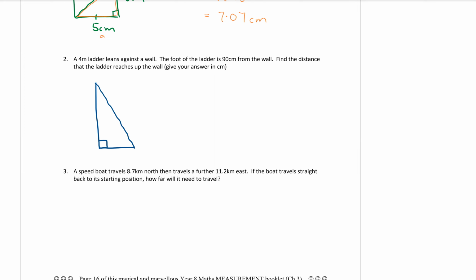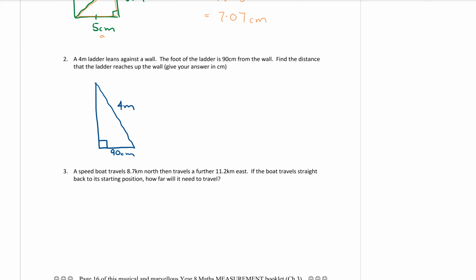So we are told that the 4-metre ladder, this is my ladder, remember? That's the 4 metres, leaning against the wall. The foot of the ladder is 90 centimetres from the wall. That's this gap down here, 90 centimetres. Find the distance that the ladder reaches up the wall. So I'm going to find this other side over here. Is it a hypotenuse, the longer side, or is it a shorter side? Shorter side. It's next to that right angle.